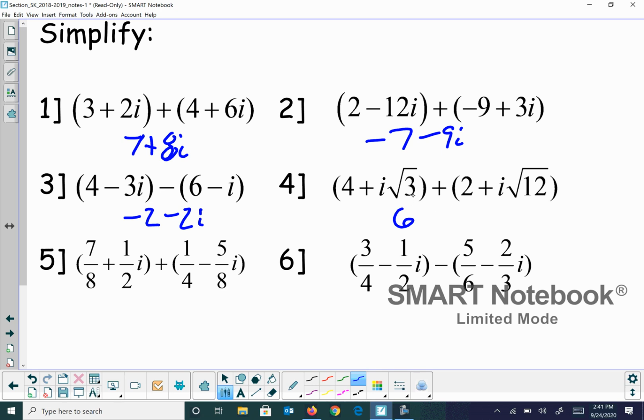I can't add because I have the root 3, but I'm going to change root 12. Root 12 can become 2 root 3, and the reason is that's 4 times 3, so you take the square root of 4. So I'm going to replace this right here with 2i root 3. Then if I add i root 3 and 2i root 3 together, I wind up with 3i root 3.